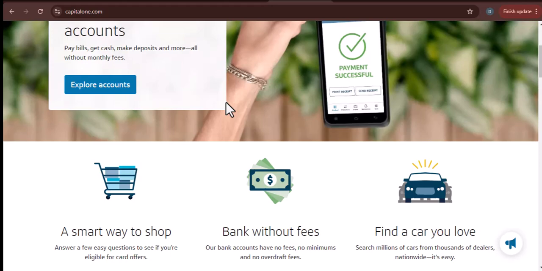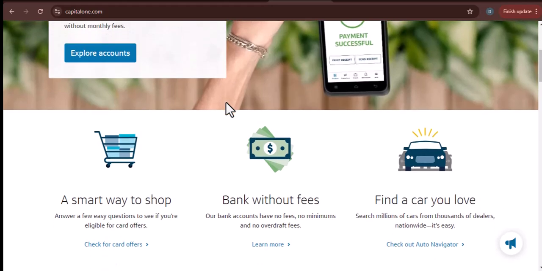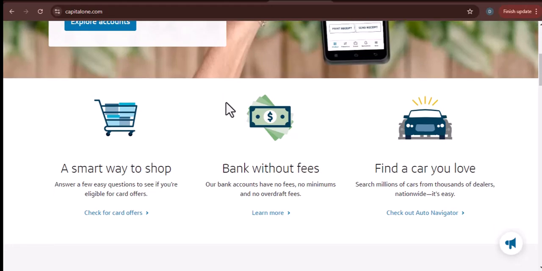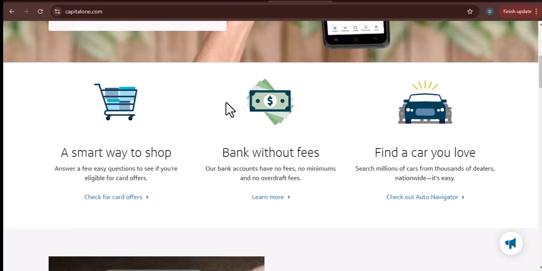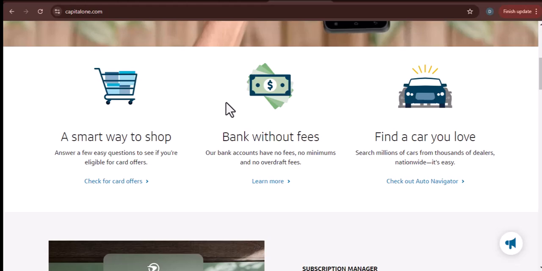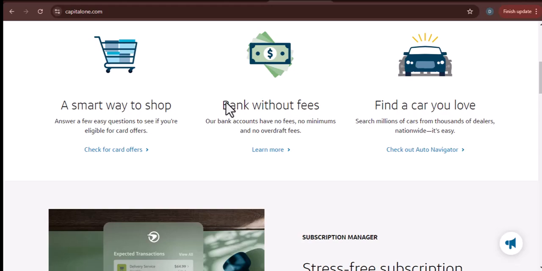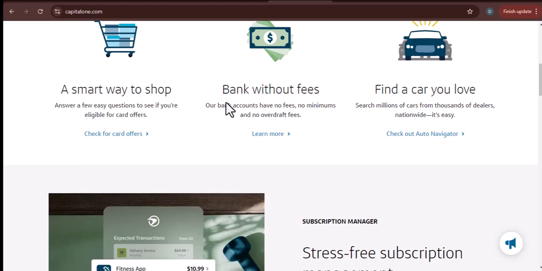Before I get into the answer, I want to talk a little bit about Capital One. Capital One is a bank that is known for its innovative products and services. They are also known for their excellent customer service. Capital One offers a variety of checking accounts, each with its own set of features and benefits.